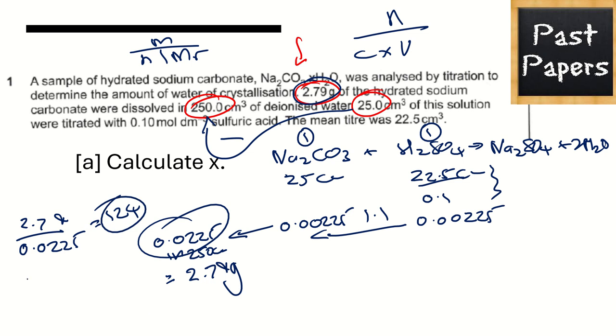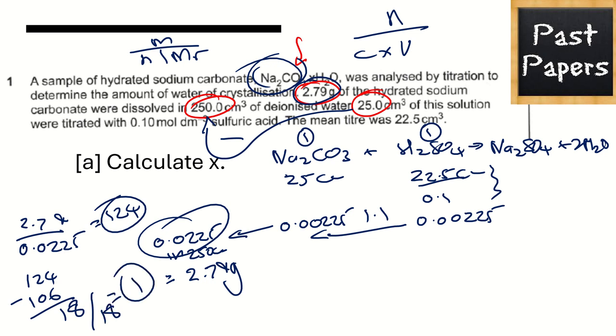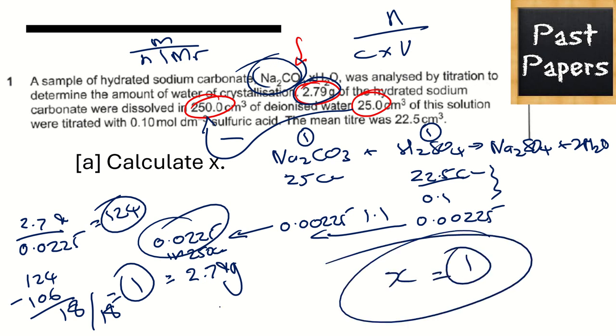If I take that 124 and take away just the sodium carbonate part of this to tell me how much water was in it, the sodium carbonate part of that is 106. So taking away my 106 gives me a lovely answer of 18. And I know that the RFM of water is 18. So therefore my X value is equal to 1. Nice, easy one there, I think.